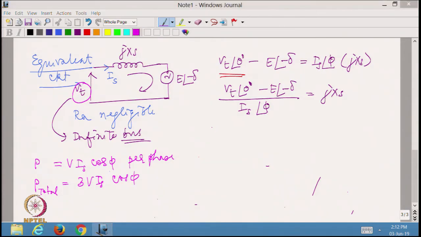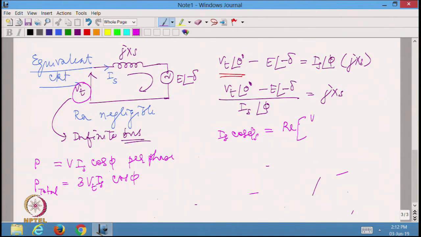So, I can write actually this V is same as Vt. I hope you understand that this is essentially the terminal voltage. So, I can say Is cos phi will be the real part of (Vt angle 0 minus E angle minus delta) divided by jXs, right. Now, let me write this as cos phi itself, not cos phi s, because I have used only cos phi as the power factor.